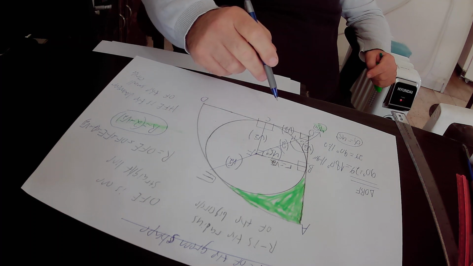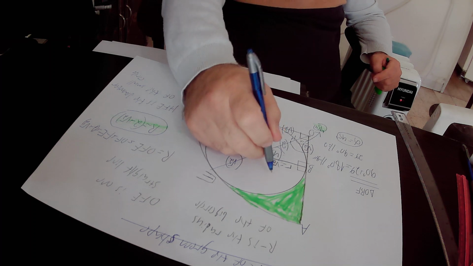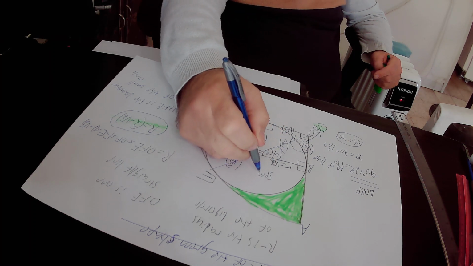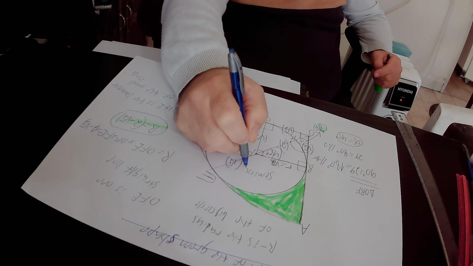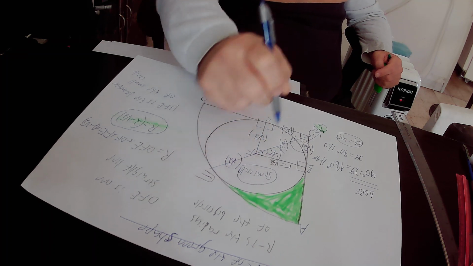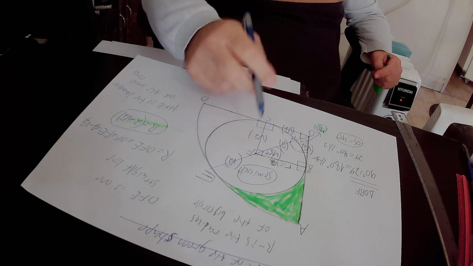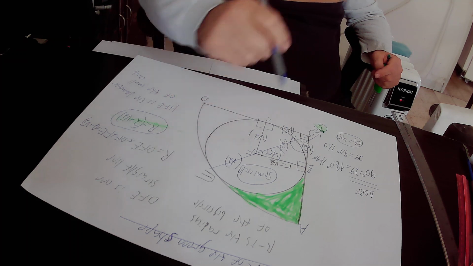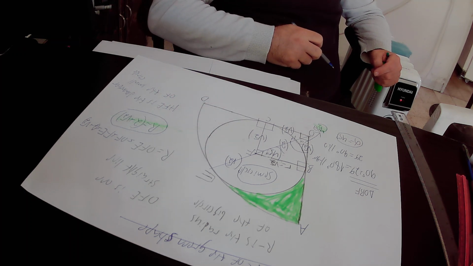So this area will be defined as a semicircle. This area is defined as a semicircle, and this area also is defined as a semicircle.